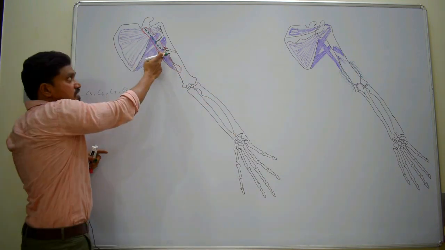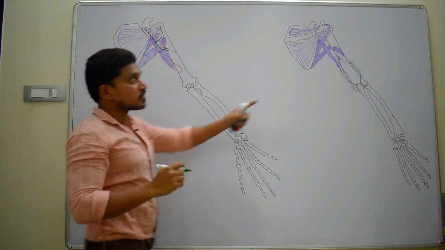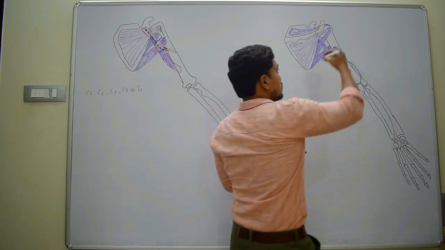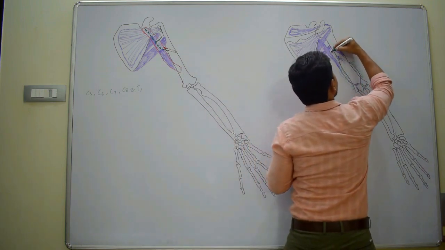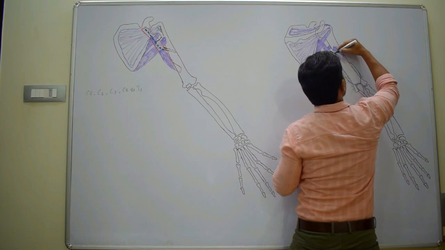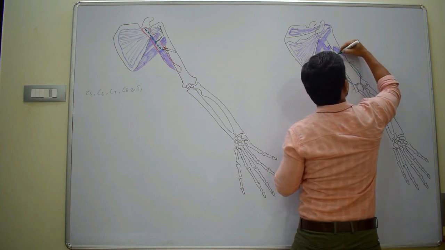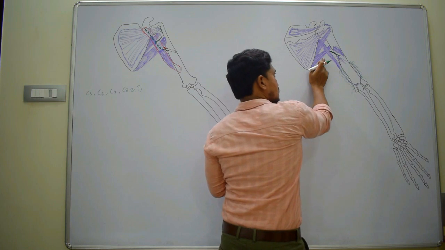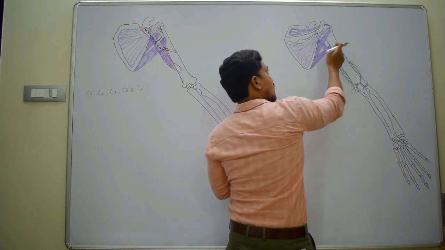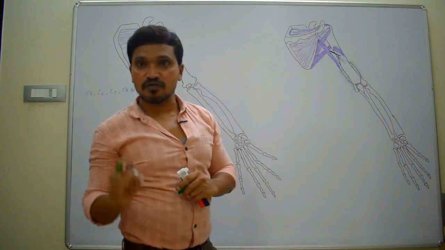Same diagram if I draw here. That means as soon as it enters into the lower triangular space, we can see here because we have drawn the posterior aspect here. So, this is the radial nerve. All of you must be aware of it. What are the boundaries of lower triangular space? Superiorly by teres major, medially by long head of triceps, laterally by medial border of humerus.